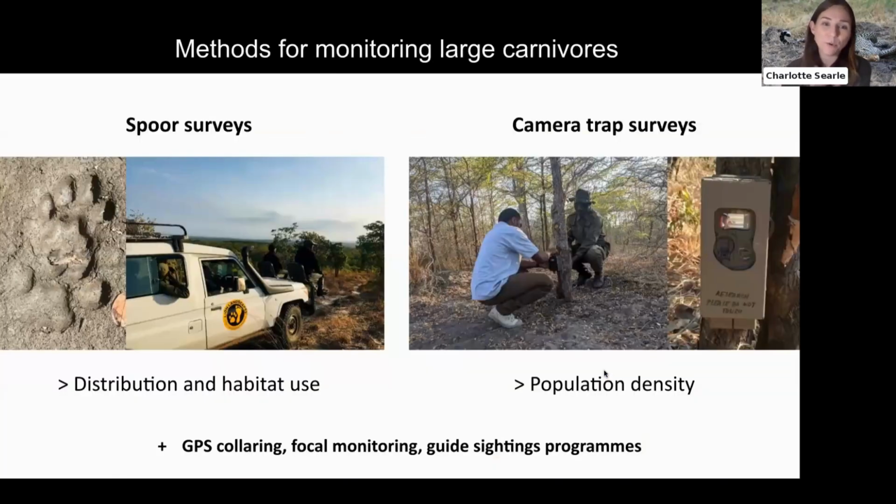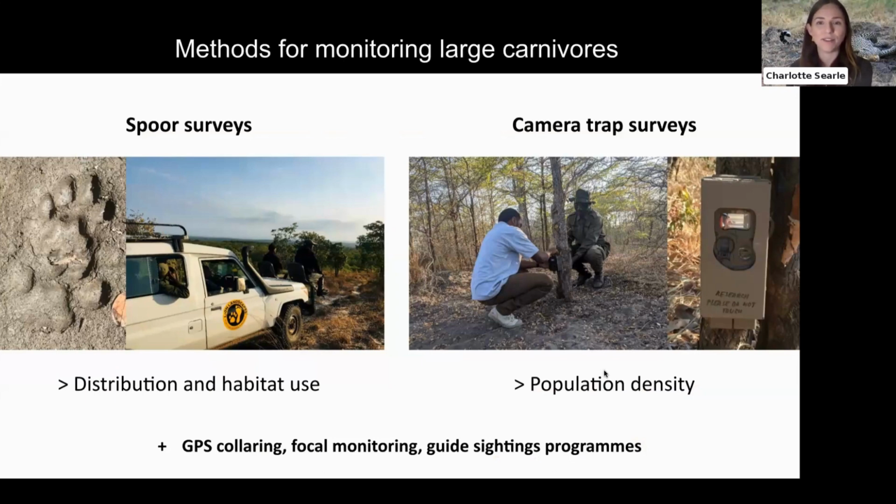So in Tanzania, the two main methods that we've been using to monitor large carnivores have been a combination of spoor surveys and camera trap surveys. So spoor surveys, spoor refers to the tracks. What we do is we drive around and record where we find tracks of large carnivores and their prey and illegal human activity as well.